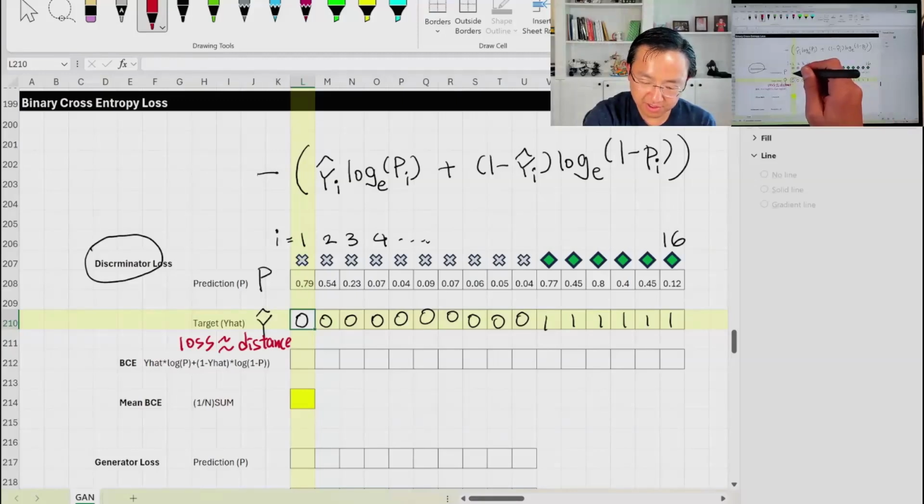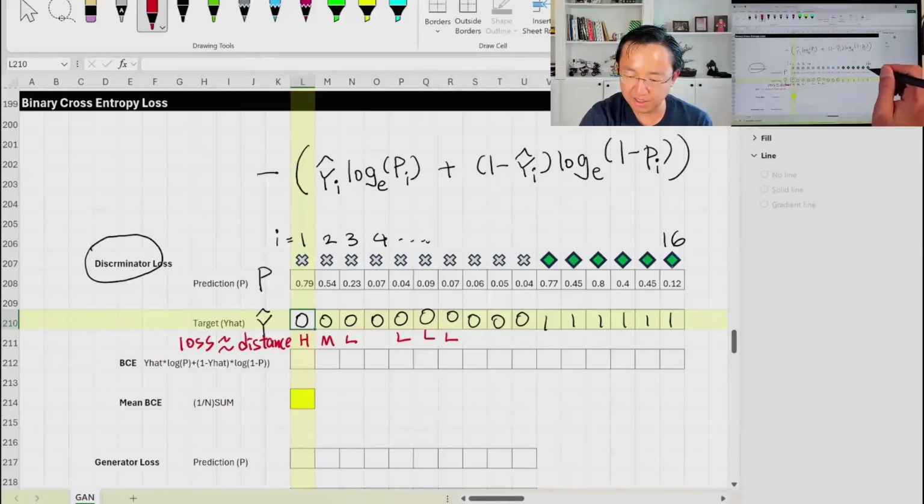So for this, 0.79 to 0, the distance is pretty high. This is kind of medium. This is low, 0.23 to 0, not too far. And this is pretty low. Then on the positive examples, 0.77 to 1 is not too high, low. But here, 0.12 to 1 is high, which is bad. So I'd like to make sure my equation gives me this, so that the loss operates correctly.